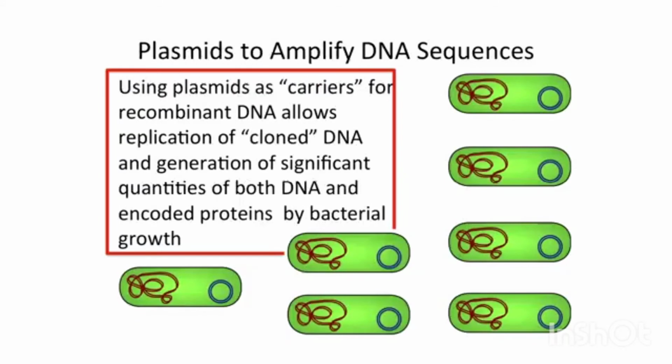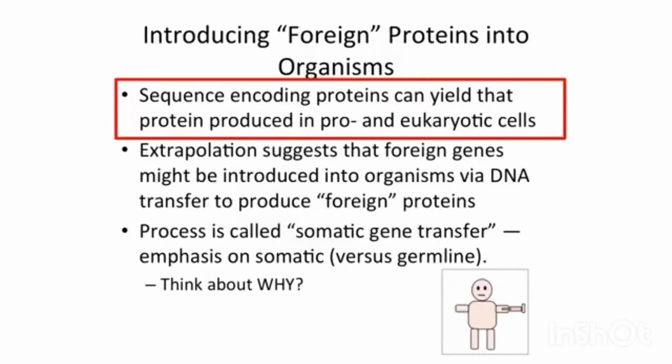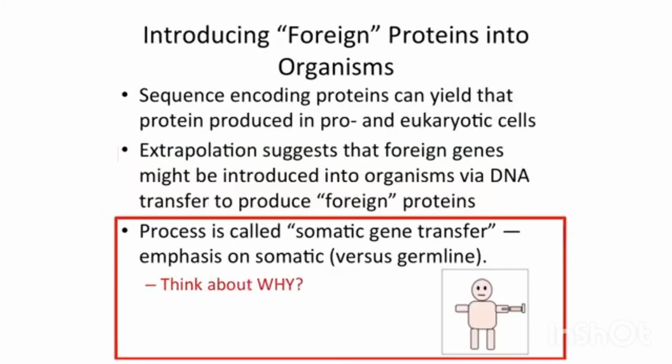One can take another step, and that is the introduction of coding sequences for proteins for expression into a eukaryotic organism, including people. The sequence encoding a protein can yield the protein in prokaryotic cells or in eukaryotic cells. Taking the next step, it is possible to introduce foreign genes into organisms using DNA transfer in order for those genes to generate a protein. The process is called somatic gene transfer for humans, with emphasis on somatic, and take just a moment to think about why.